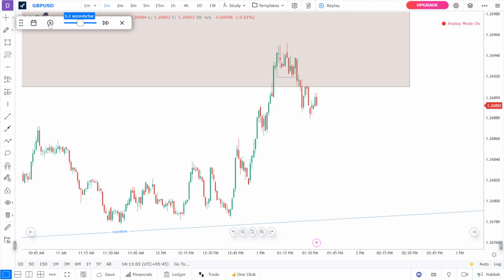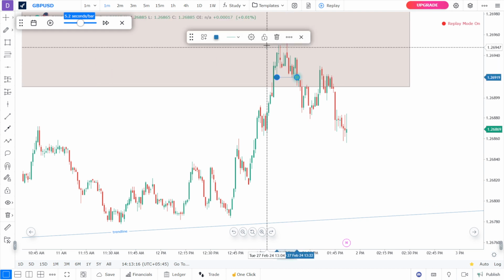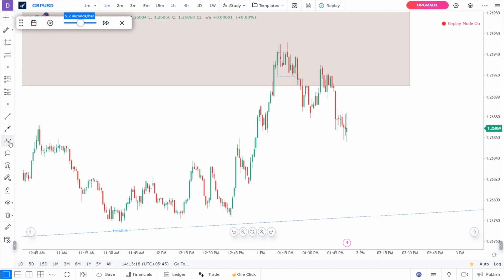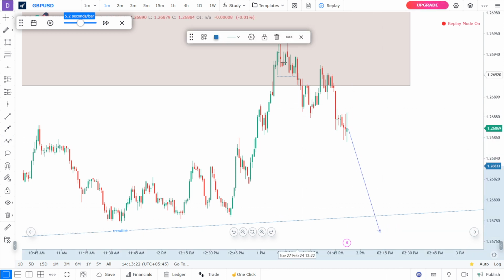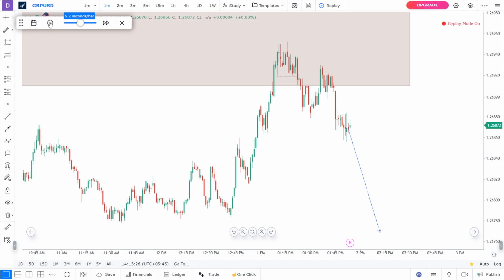It's not going. Okay. At this point, I don't trust this much anymore. This is still valid, and we are still looking for the price to break that structure low, but I don't trust this structure anymore. Let me keep playing the price forward.